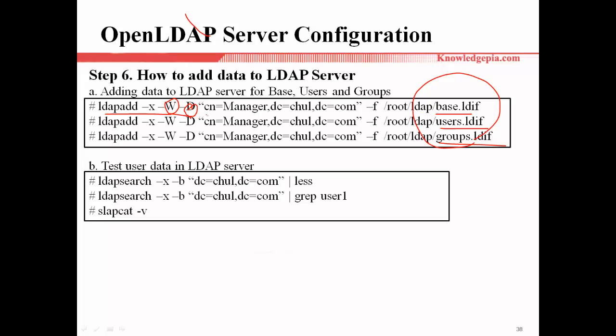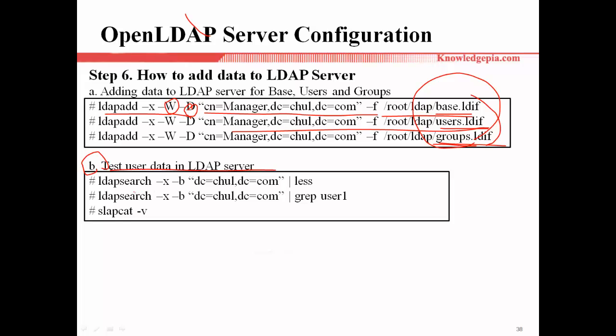D means the distinguished name. So here, in my case, manager, dc=char, dc=com, and base.ldif. The users file is the same, and groups also. Then this command will save this data to the LDAP server. Next, test the user data in the LDAP server.